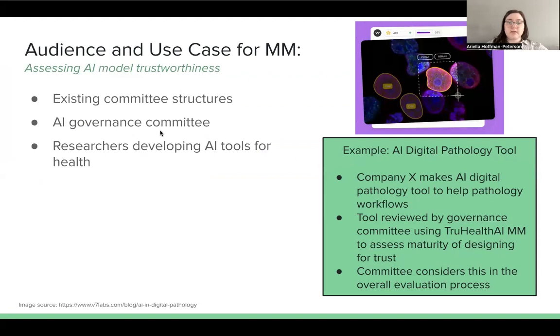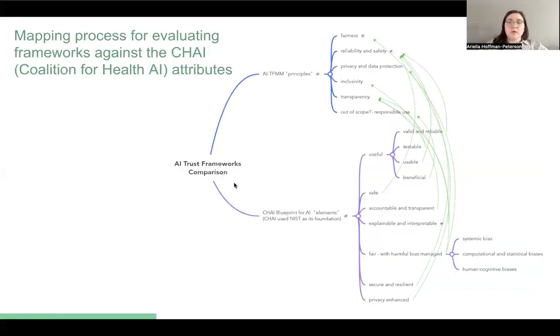So we chose a specific audience and use case for our maturity model: assessing AI model or tool trustworthiness. Existing structures, or AI governance committees within a health system, can use this tool to assess whether it's ready and trustworthy enough to be implemented within their system. To create this maturity model, we evaluated 10 established AI trust frameworks and compared them to each other to find the most representative one. Through this mapping process depicted here, we came up with the Coalition for Health AI's set of trust attributes to be representative of many of the other frameworks, and therefore we used those to create our maturity model.